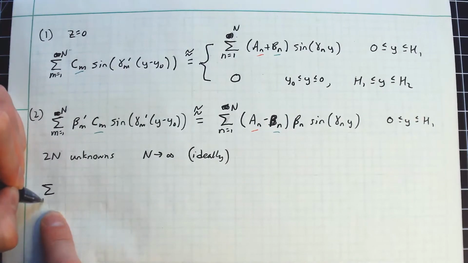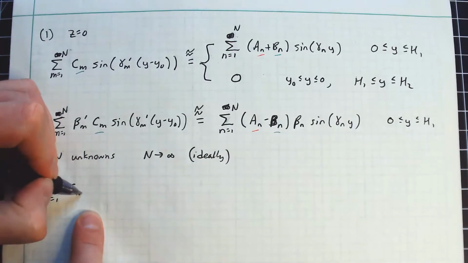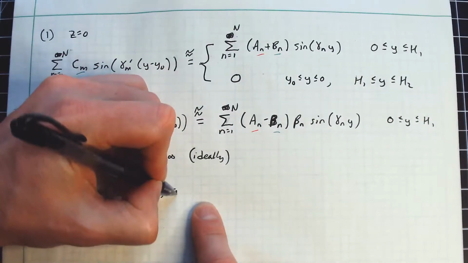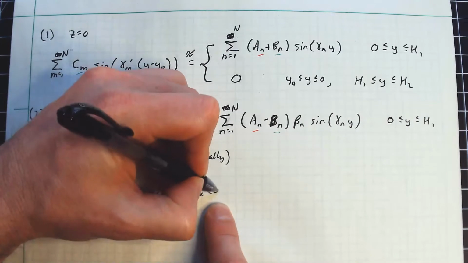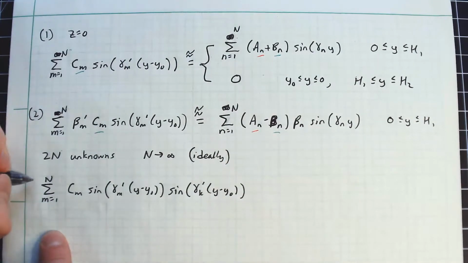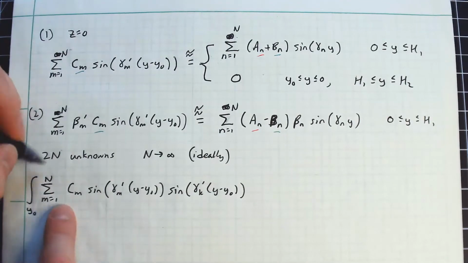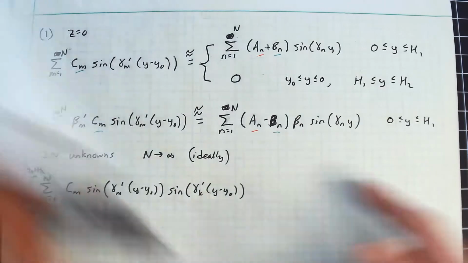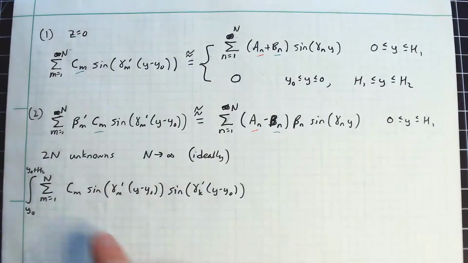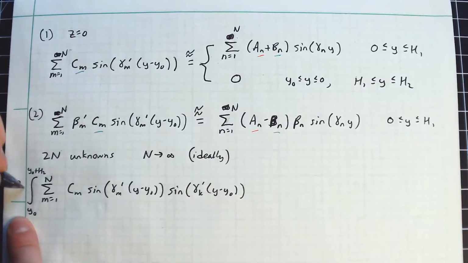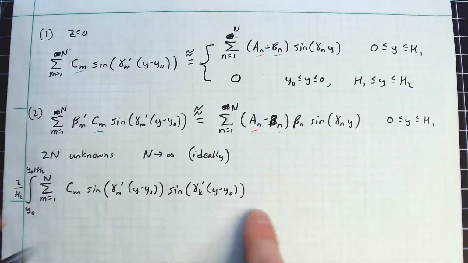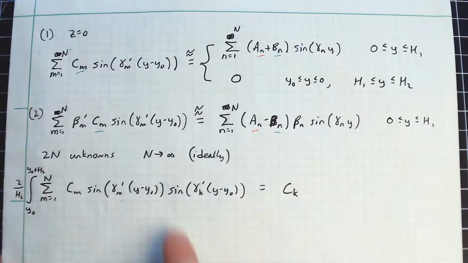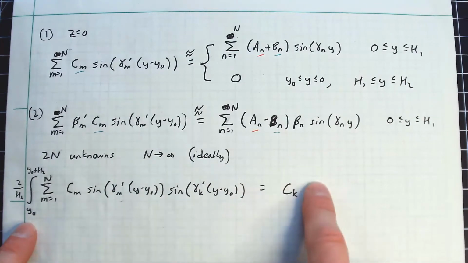I'm going to say the summation from m equals 1 to n, c sub m sine of gamma sub m prime (y minus y naught). I'm going to multiply it by sine of gamma k prime (y minus y naught), and then integrate from y0 to y0 plus h2. In other words, I'm multiplying by this term and doing the integral from bottom to top, with a 2 over h2 out in the front to normalize everything. This is equal to c sub k. So if I multiply both sides and perform this integral, all of the terms in this summation are going to vanish except for the kth term.